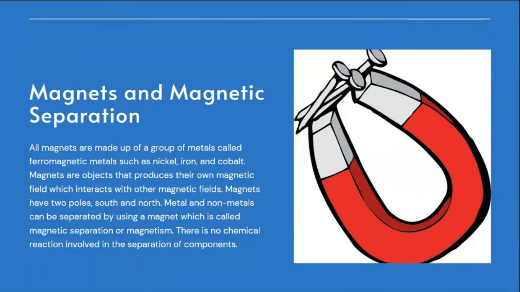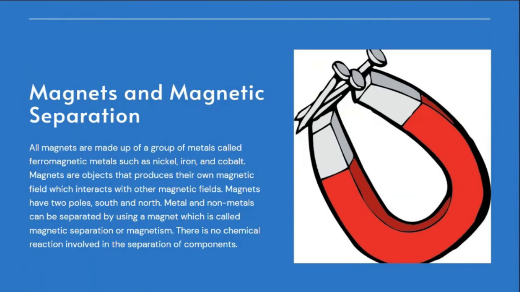Next term and concept is yung magnets and yung magnetic separation. So, lahat ng magnets are made up of a group of metals na tinatawag na ferromagnetic metals such as nickel, iron, and cobalt. Magnets can also be man-made. Magnets are objects that produces their own magnetic fields which interacts with other magnetic fields. Yung mga magnets natin, they have 2 poles, yung south at north. Sa picture natin, hindi natin makikita yung south at north, pero meron dito yung south, dito yung north, pwede rin baliktad. Mamaya magpapakita ko ng magnets na may label na S and N for south and north.